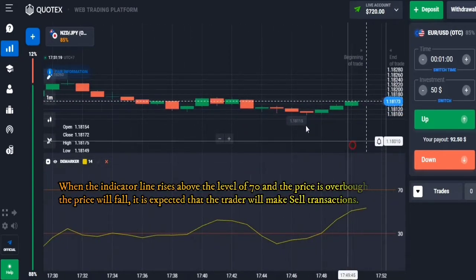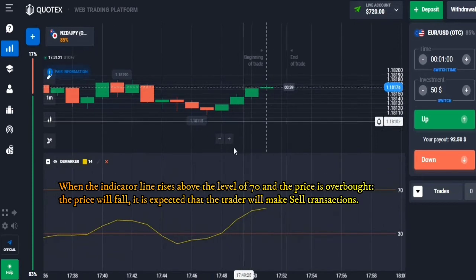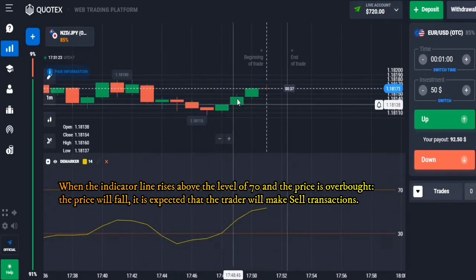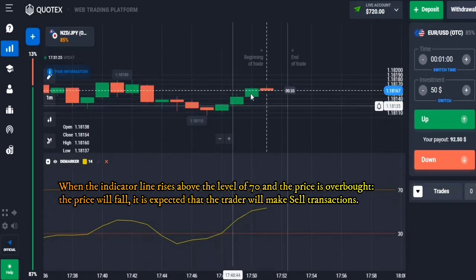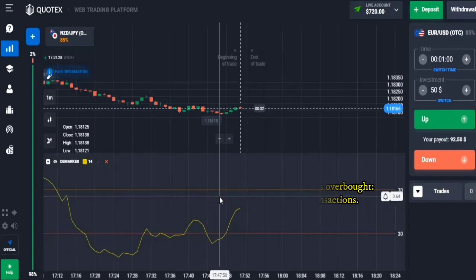When the indicator line rises above the level of 70 and the price is overbought, the price will fall. It is expected that the trader will make sell transactions.